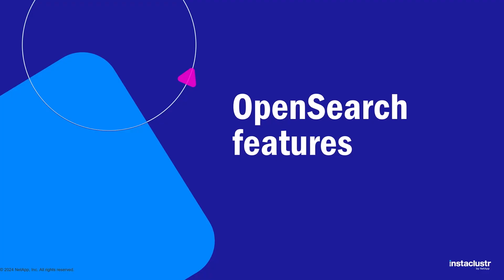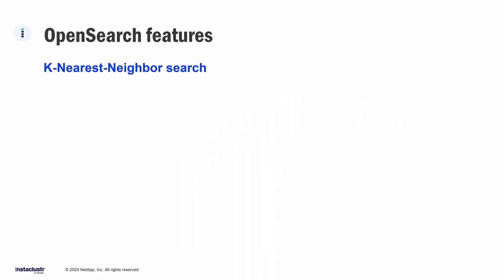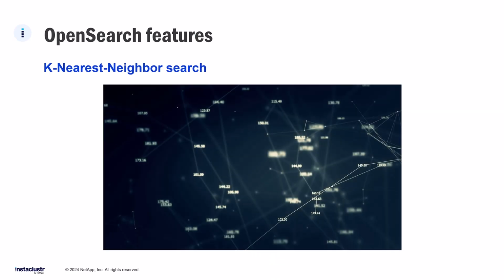Now we'll talk about OpenSearch features. K-nearest neighbor, or KNN search, is available on OpenSearch via the KNN search plugin, link in the description. This allows for applications like recommendation systems, anomaly detection, and more. For more on KNN search, see the link in the description.